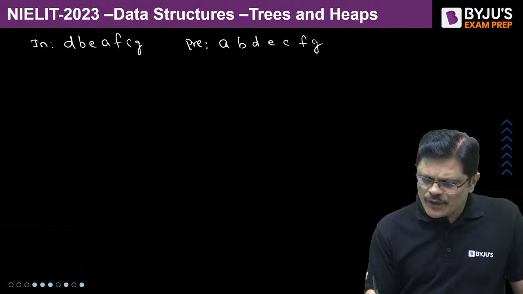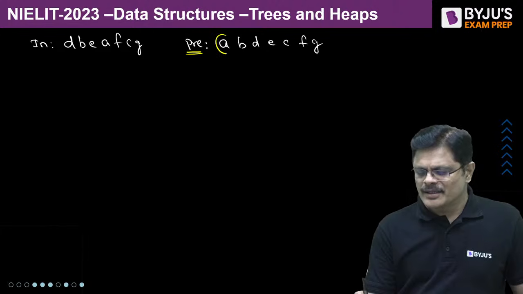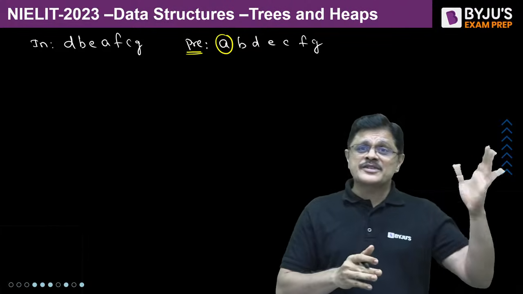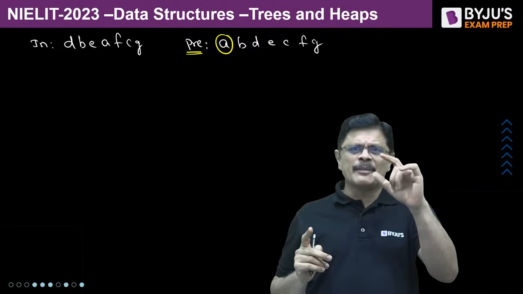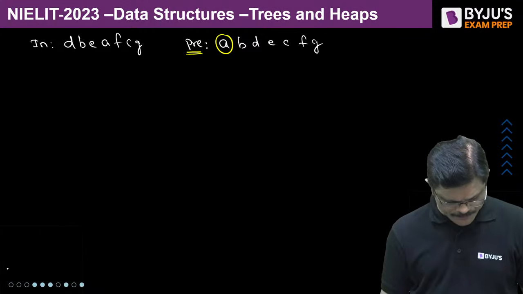So, first what you do is you see the pre-order. In the pre-order, first root node, then the left subtree, then the right subtree. So, the first element is the root. So, from pre-order, you identify the root node.